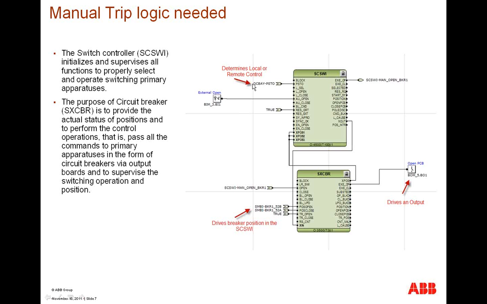Inputs I've got going into this SCSWI is, you can see it, a QC Bay PSTO. The purpose of this wire tag is to determine if the relay is in remote or local. This will block manual control with the relay or substations in remote control and allow manual control if it's in local control. The next slide we'll be able to see how this wire tag is developed.